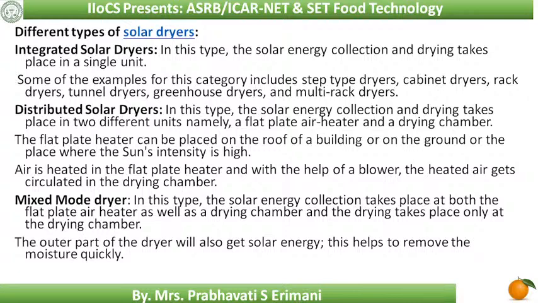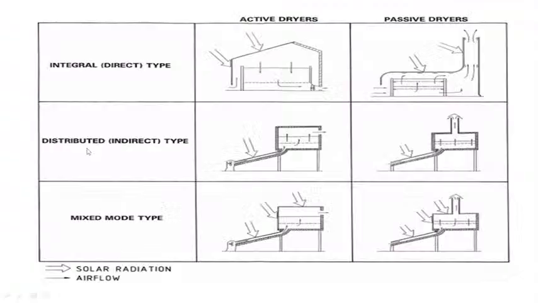Okay, so the outer part of the dryer will also get the solar energy, and this helps to remove the moisture quickly. So these are the types of solar dryer. Here you can see the picture of whatever I explained. See, this is the integral type, single unit. Okay, and distributed indirect type.